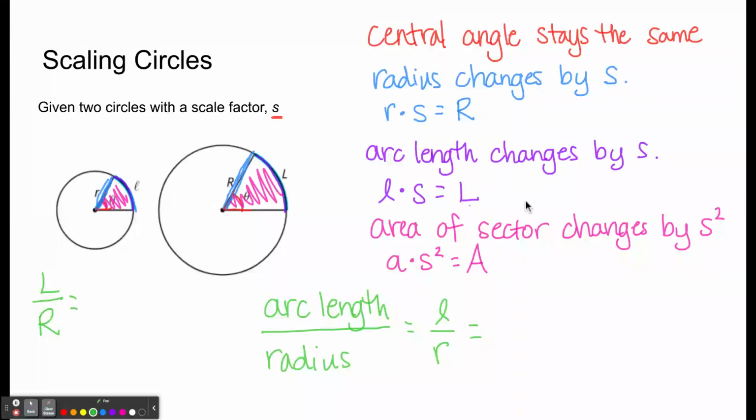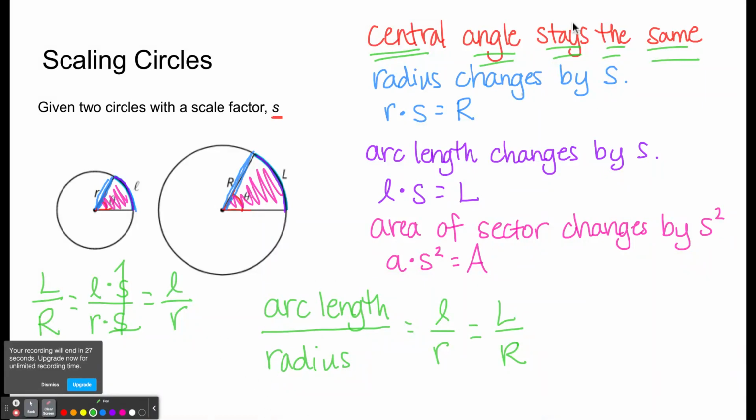Since we know that the L of the large circle is equal to the small circle's l times the scale factor, and the radius of the large circle is equal to the small circle's r times the scale factor, we can replace capital L over capital R with these two things that they're equal to. Hopefully we've noticed here that we are just multiplying l over r times S over S, which is 1. So these two ratios are equal. What that tells us then is that when the central angle stays the same, for all central angles that are the same, the arc length divided by the radius is always equal.